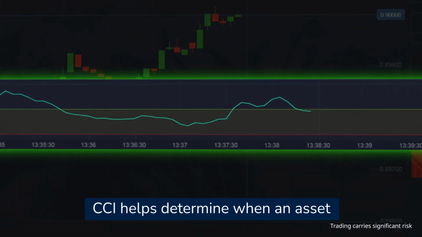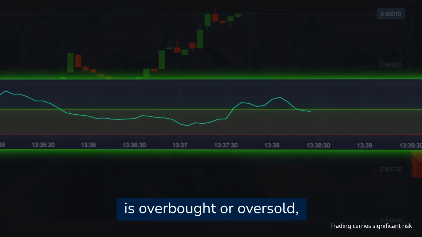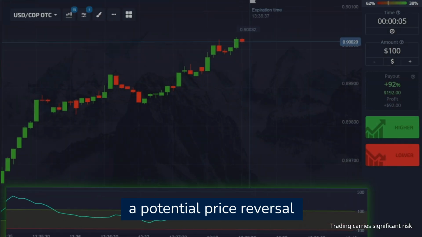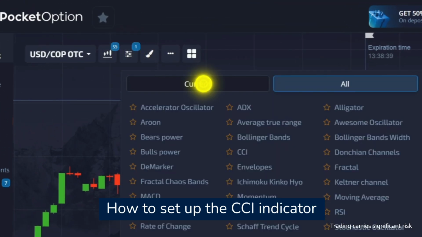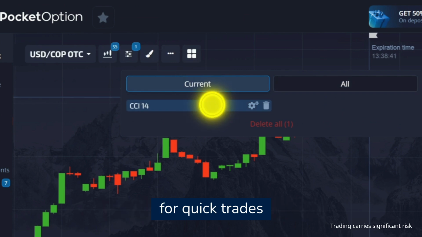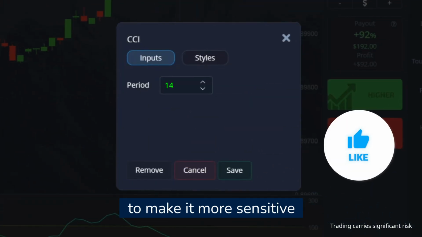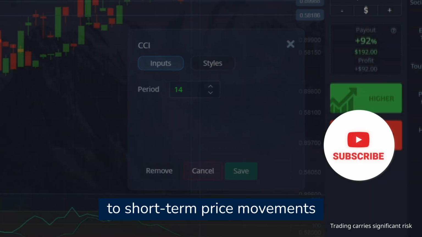CCI helps determine when an asset is overbought or oversold, which can indicate a potential price reversal. How to set up the CCI indicator for quick trades. Set the CCI period to 14 to make it more sensitive to short-term price movements.